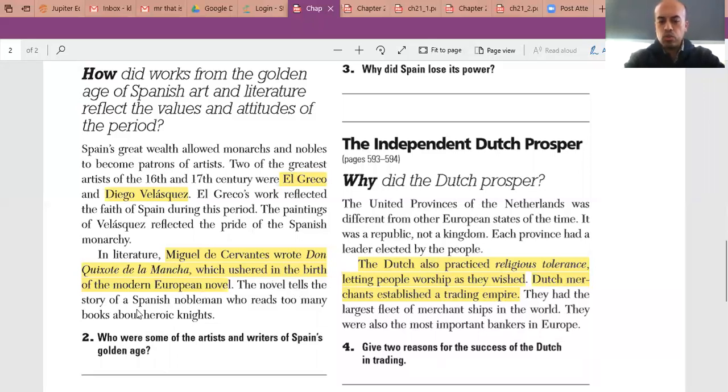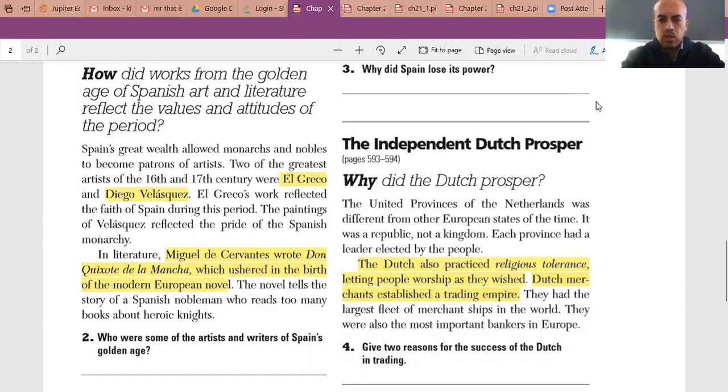The novel tells the story of a Spanish nobleman who reads too many books about heroic knights. There is no need to know what Don Quixote de la Mancha is about, but you must know who was the writer of this first of novels, and also when it was written.